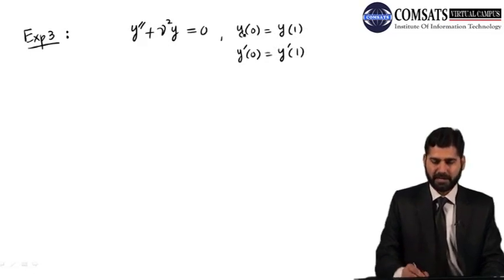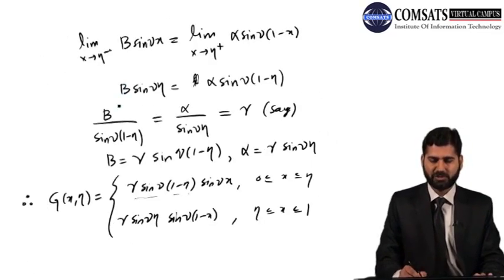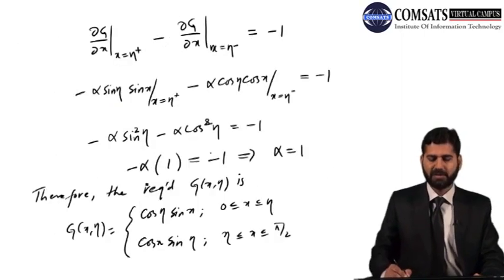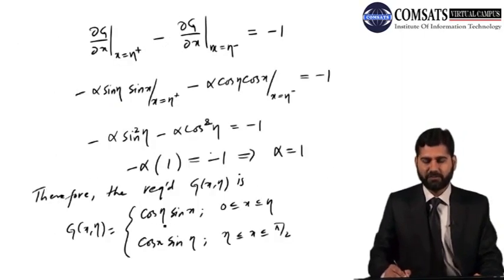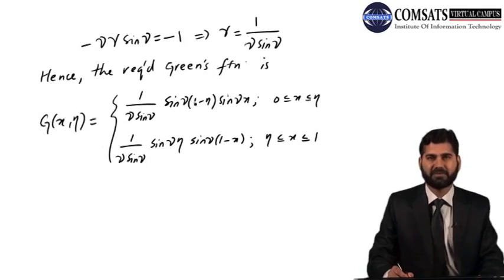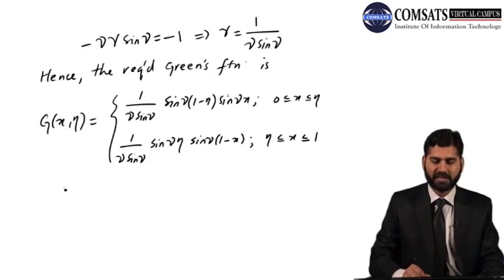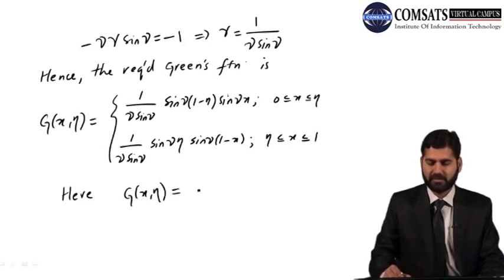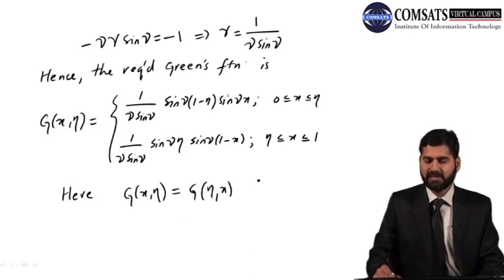So here you see in both of the previous examples, let me show you the slides, your Green's function is symmetric. If you interchange x and eta, you will get this thing back. Here, if you change x and eta, it is still symmetric. So your Green's functions are symmetric in both the cases here. It means it is a symmetric kernel.